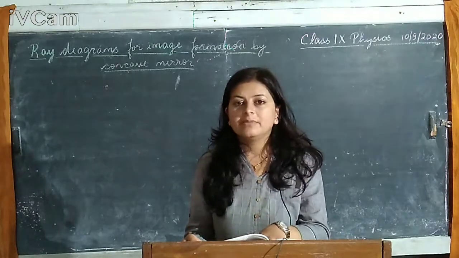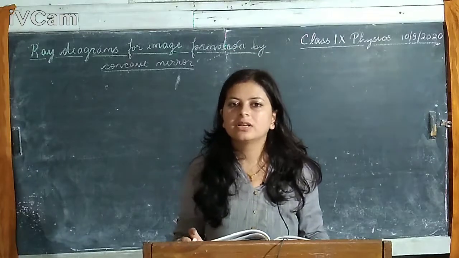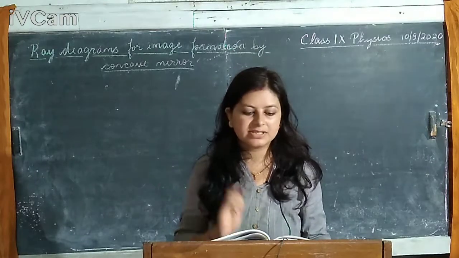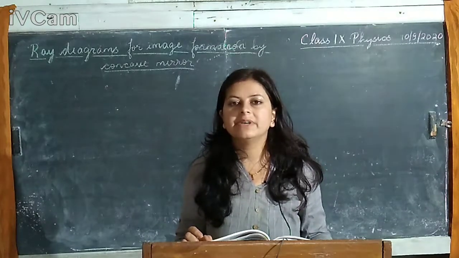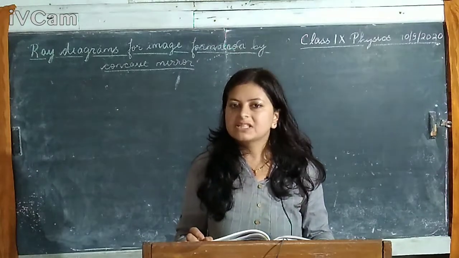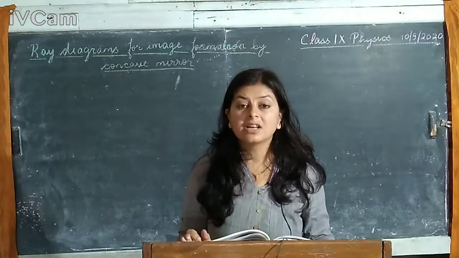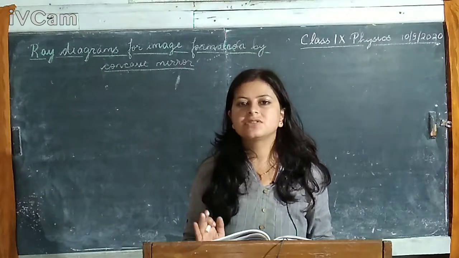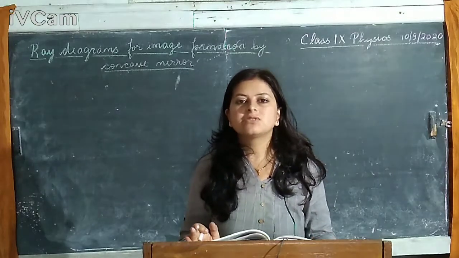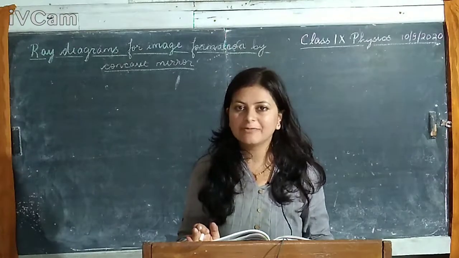Spherical mirror is nothing but a part of a big sphere, which has been polished on either the inner side or the bulging side. If it is polished on the inner side, the mirror is called convex mirror, and if it is polished on the outer bulging side, it is called a concave mirror. So in today's class we will see how images are formed with respect to the different position of the object using a concave mirror.